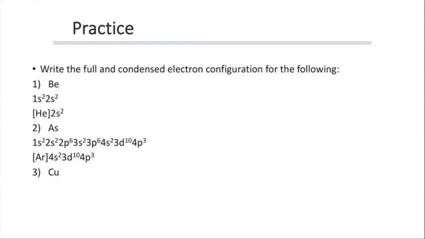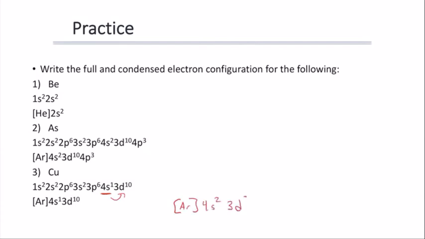Now finally looking at copper. Copper, if we remember, was one of our exceptions. The exception for copper is one electron jumps from the 4s orbital over to the 3d. So copper without that exception would have been argon, 4s2, 3d9. So you can see if I just take one electron from that 4s and move it over to the 3d, I've filled up that entire 3d subshell, which makes it slightly more stable of a configuration, having just that one unpaired electron in the 4s orbital.